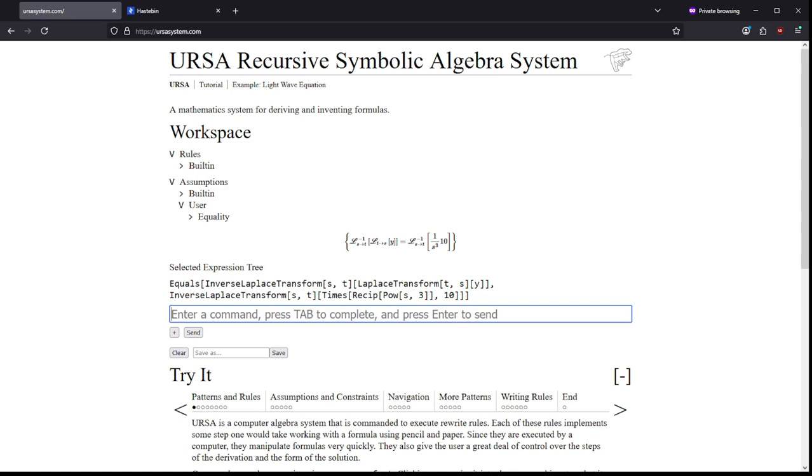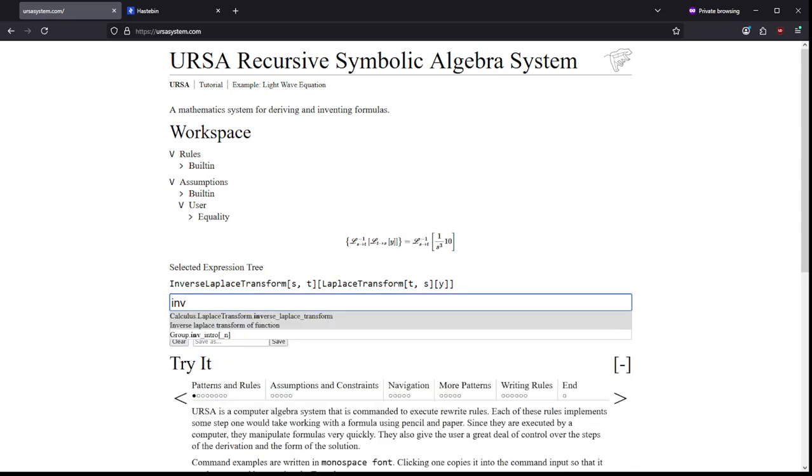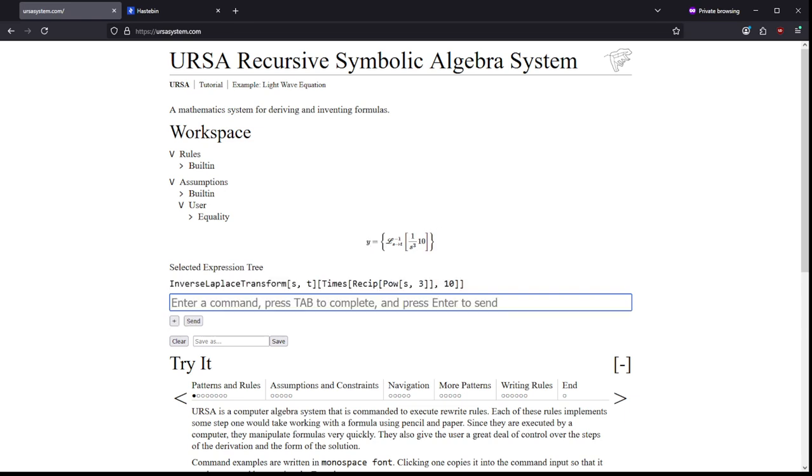From s to t now. And then run the inverse Laplace transform rule, so this will cancel out the Laplace transform with its inverse. And then top down, run inverse Laplace transform to just take that all the way. And then we can simplify this.